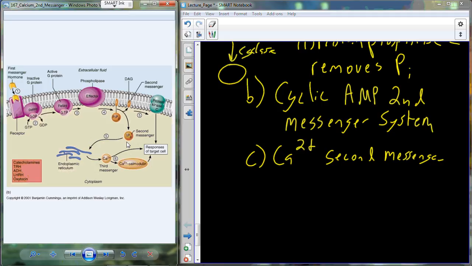IP3 goes over to the endoplasmic reticulum, which is a storage site for calcium inside of the cell. And when IP3 interacts with the endoplasmic reticulum, it causes proteins in the membrane of the endoplasmic reticulum to make that endoplasmic reticulum permeable to calcium, so calcium releases into the cell. That calcium, as levels increase inside of the cell, interacts with things like calmodulin, which is just a calcium handling protein. That calmodulin responds by changing the response in the cell. Also, the calcium directly can affect the cellular response as well. Okay, clear as mud, right?